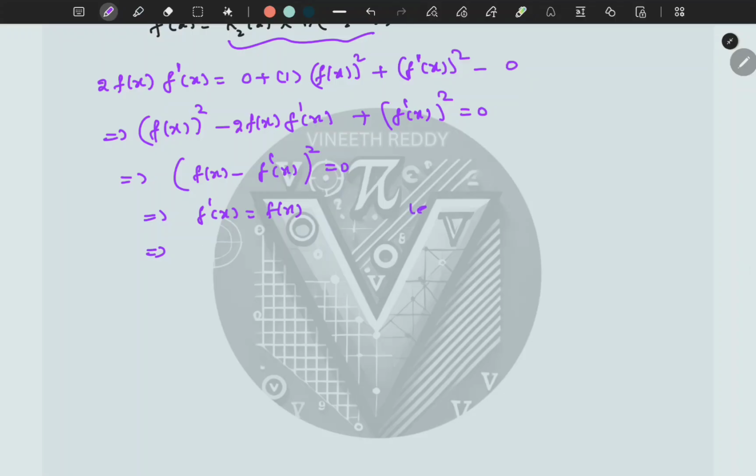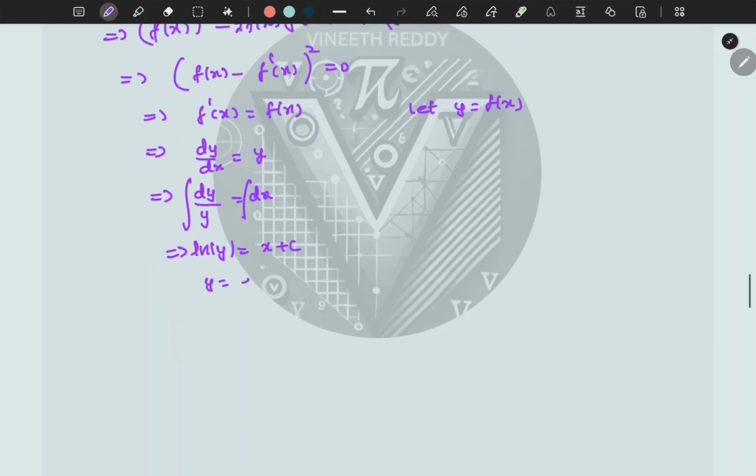Now f dash of x, let y is equal to f of x. So what can we write here? dy by dx is equals to y. So how can we integrate it? Now this is a simple differential equation, dear students. Simply integrate it. We get ln mod y is equals to x plus c, right? So we get y is equals to e power x plus c, right?